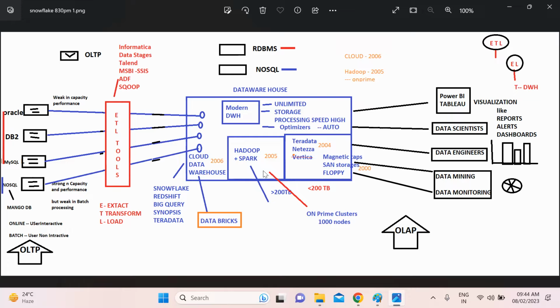In Snowflake, what language do we use, sir? SQL only. Somewhere recently, 1 month back only, Snowflake was upgraded with a new version. In that, there is a chance of writing Python scripts also. But people are working with SQL only.